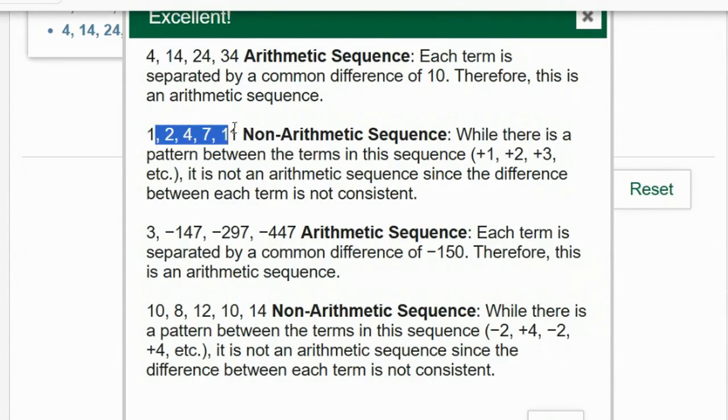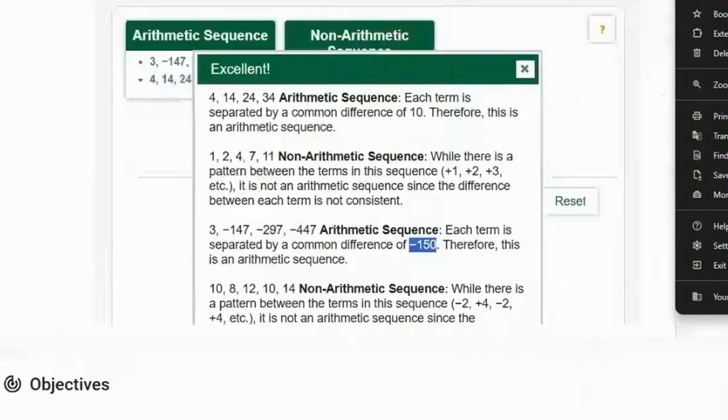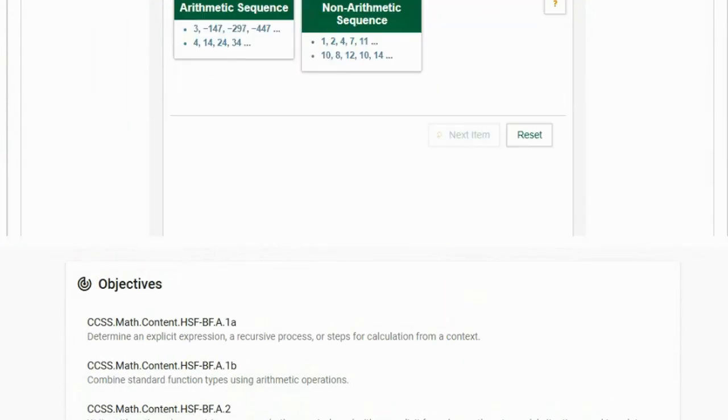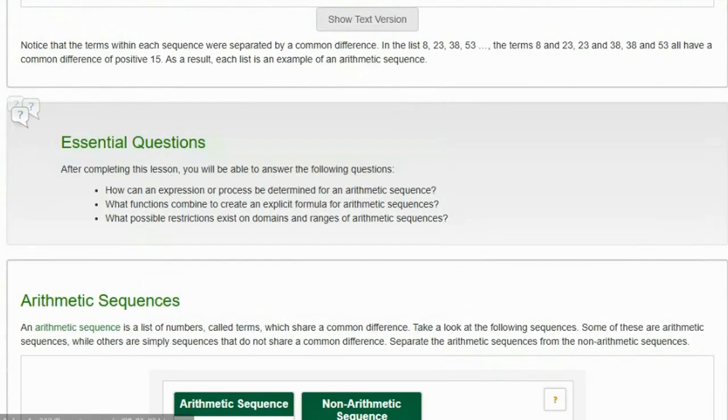This is not, because it adds 1, adds 2, adds 3. This one has a common difference of negative 150 every time. And that one does all kinds of weird stuff. So, all right, let's make this small again. Perfect. Good job. Let's go to page 2.